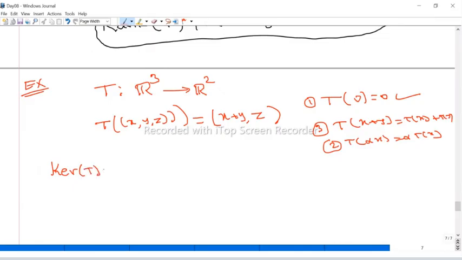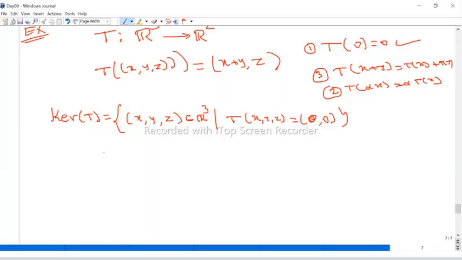So the kernel of T means what? We are collecting elements from the domain. That means we are collecting the ordered tuples x comma y comma z in the domain R3, such that the image of this element maps to the 0 element in the codomain. The 0 element is 0 comma 0. So we are collecting the x comma y comma z which map to 0, 0. So this is the collection of all x comma y comma z in R3 such that T of x comma y comma z, which is x plus y comma z, equals 0 comma 0.